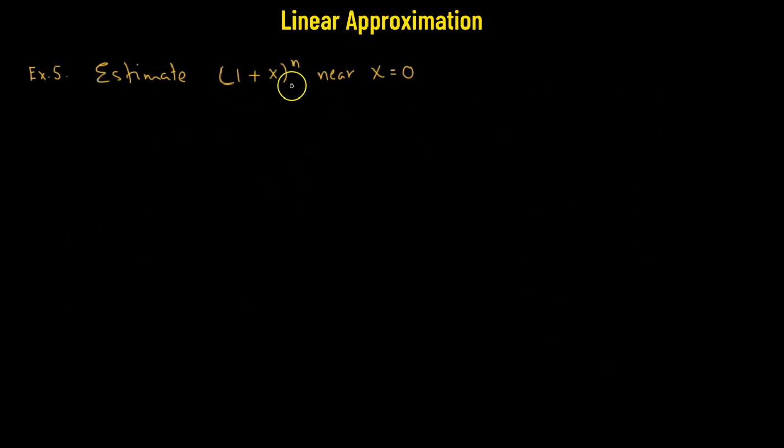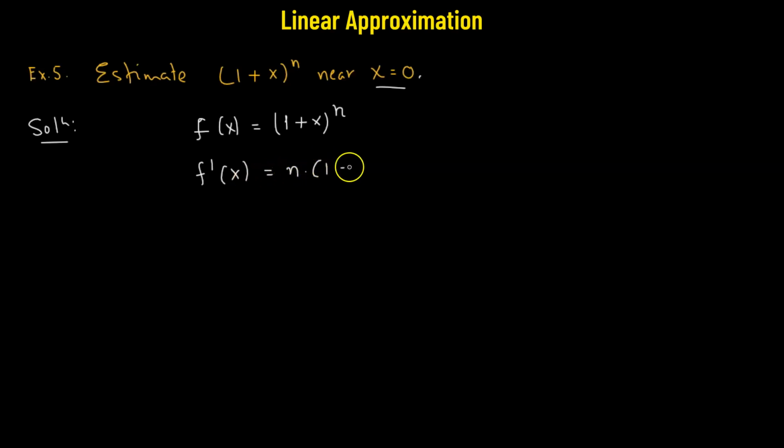So here we have 1 plus x raised to the power of n, and we need to estimate its value or approximate it near x equals to 0. So let us begin. Here we have f of x given by 1 plus x raised to the power of n. If we take the derivative with respect to x, we have to use the power rule. So we have n times 1 plus x raised to the power of n minus 1. And using the chain rule, multiply it to the derivative of 1 plus x. So this gives us n times 1 plus x raised to the power of n minus 1. So this value will be equals to 1.